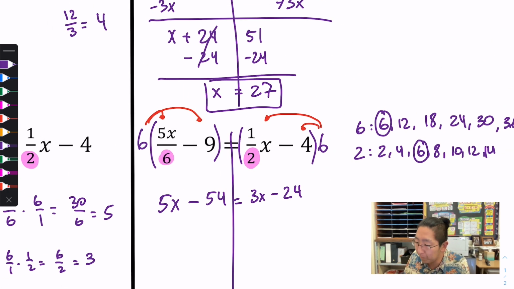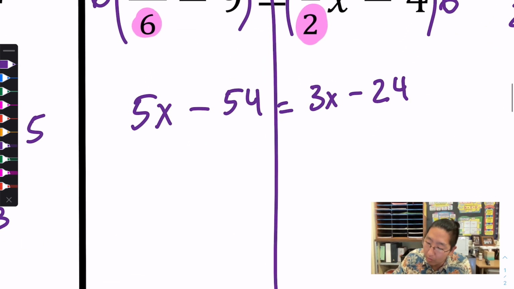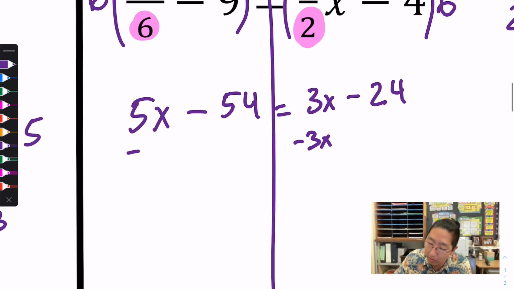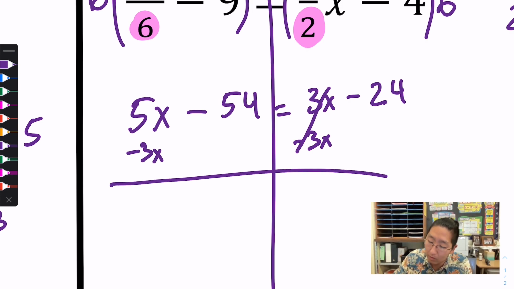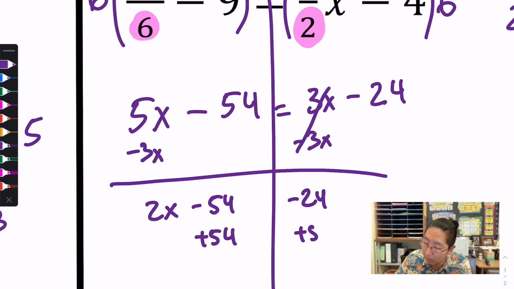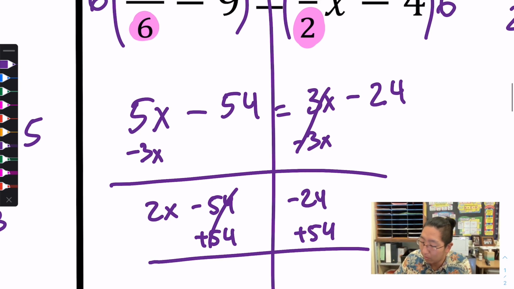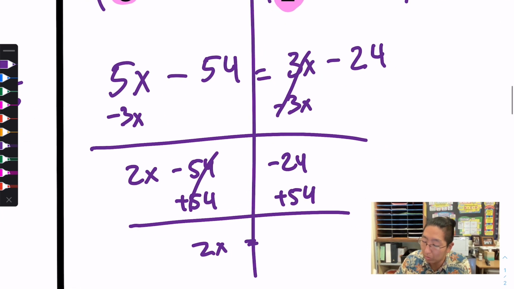Okay? And now we could solve. Get x on one side. 2x minus 54 equals -24. Add 54 units on the other. 2x equals 24 plus 15.